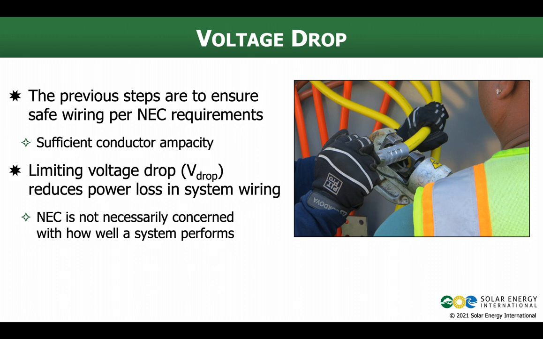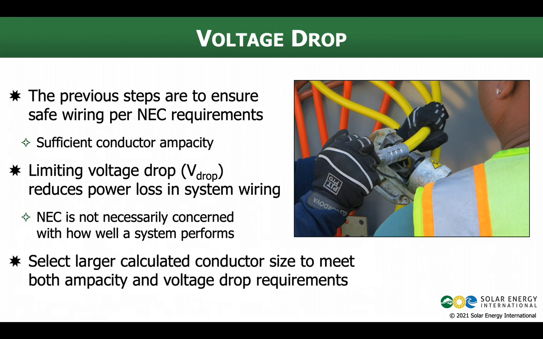We want to make sure we limit voltage drop because it reduces power loss. And also, if we have too much, we can have some major issues in terms of inverters not operating, shutting down, that sort of thing. So we have to consider voltage drop, not a code requirement, but critical to good system design. Sometimes we'll find out that in order to have acceptable levels of voltage drop, we need a bigger wire, in which case we'll increase wire size so that we hit that voltage drop target.